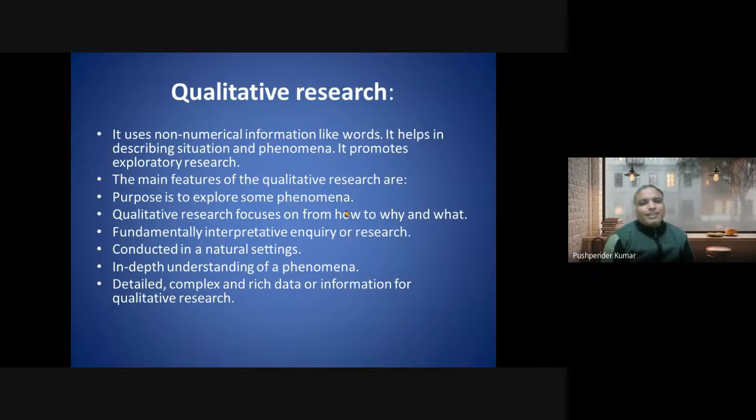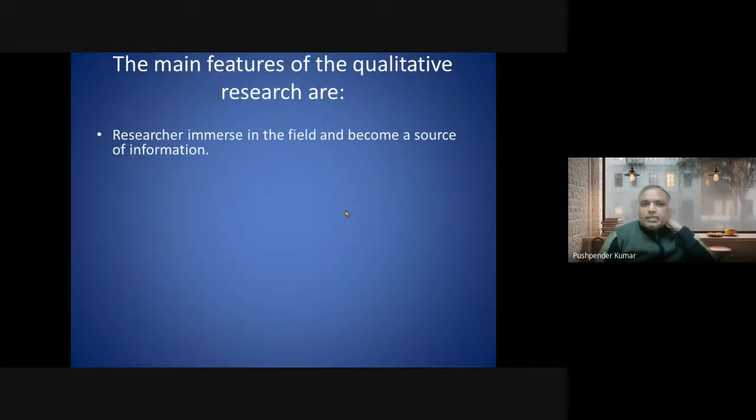It's a very important phenomena. Generally, we feel that all our instruments are in our hand. We are controlling them. We are controlling everything. But now things have changed. Whenever you get up, first thing you check your mobile phone. Before you go to bed, you check your mobile phone. So are they controlling you or are you controlling them? Just think about it. So in-depth understanding of a phenomena, whatever phenomena you have, whatever things you have, you go in deep and understand them and see what kind of detailed, complex and rich data or information you have for the qualitative research.